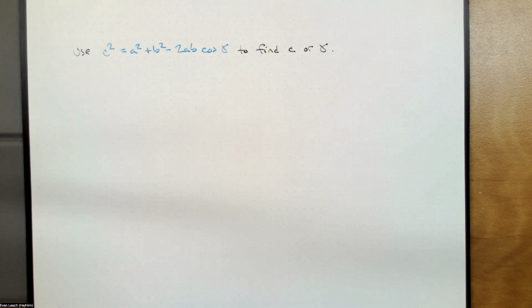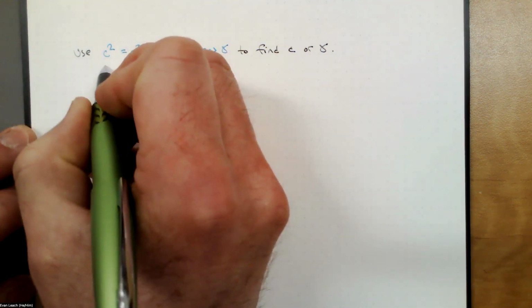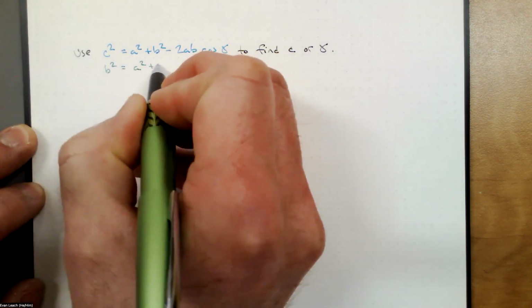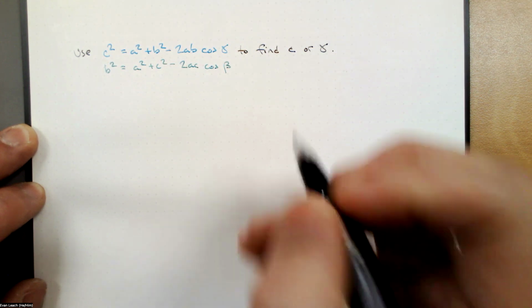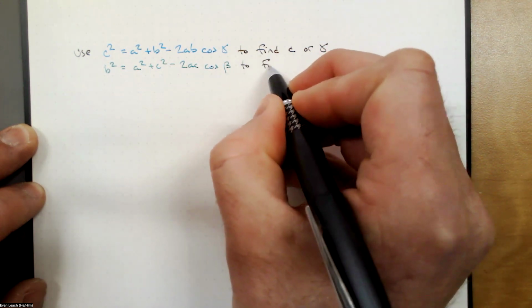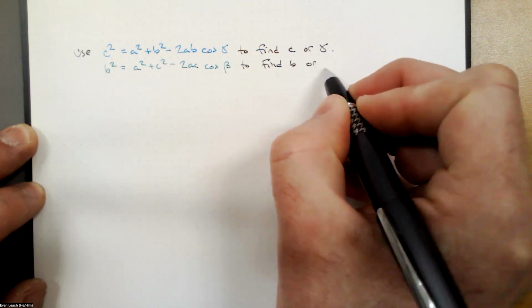For the 3 different versions, we use the C squared and gamma one if we want to find C or gamma. We don't want to use this to find A or B. We can use it to find A or B, but I don't know why you would want to do that for yourself. So whatever angle you happen to have, that's the version that you want to use. So the B squared one is A squared plus C squared minus 2AC cosine of beta. Use that to find B or beta.